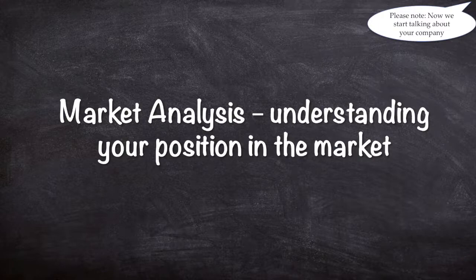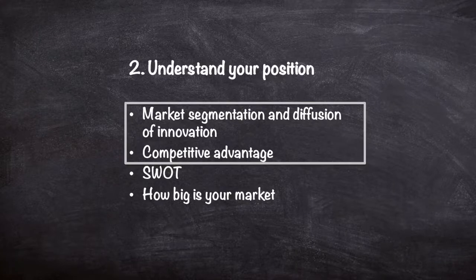So now we have analyzed the market, we know roughly what the market looks like, and now we're trying to understand which part of the market you will target and how you will go about to do that. In this lecture, we will look at market segmentation and diffusion of innovation, and we will look at competitive advantage.